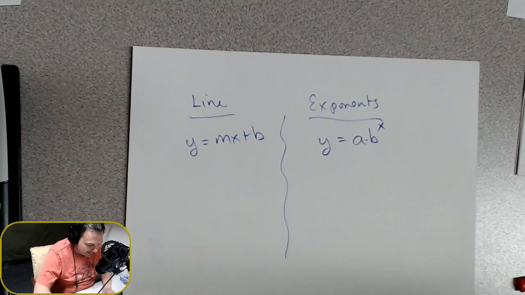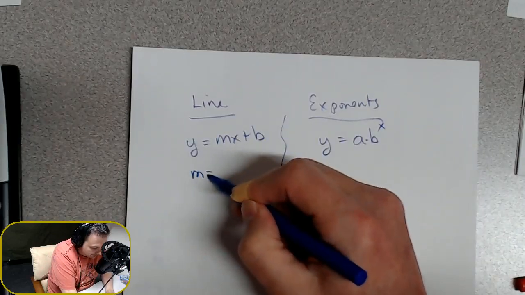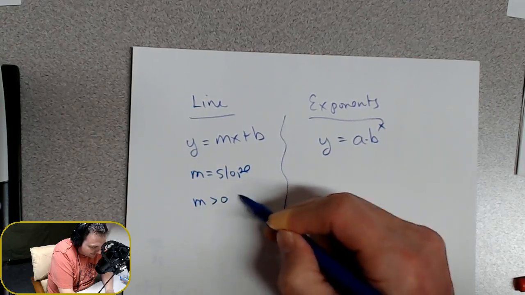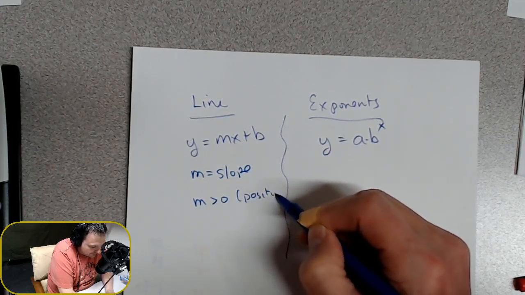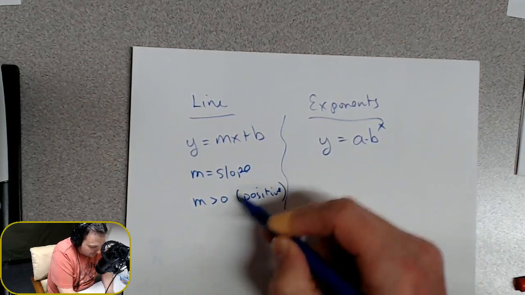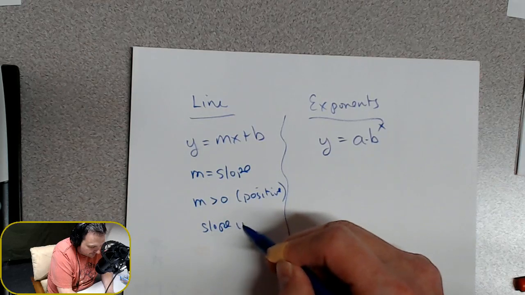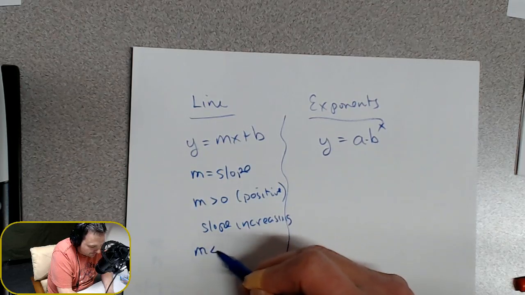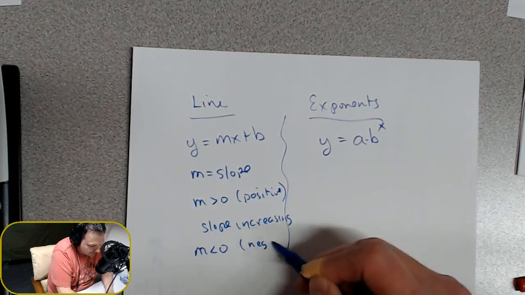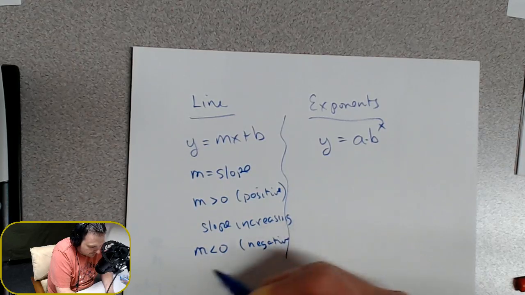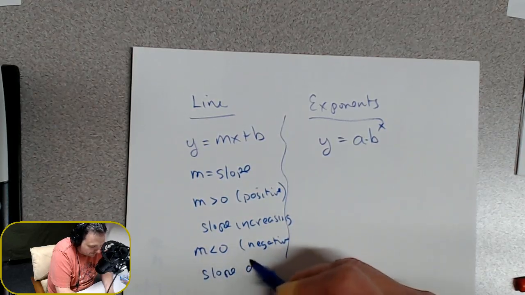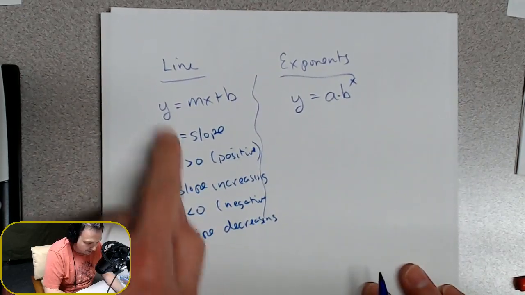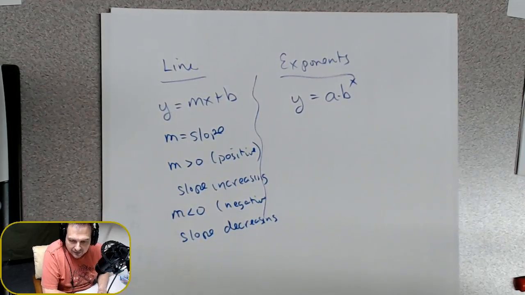Let's look at m, for example. M was slope. When m was positive, we said the slope was increasing. When m was negative, the slope was decreasing. That's all from yesterday. That should be old business, and it should make sense to everybody.